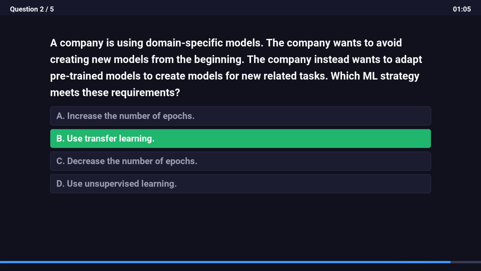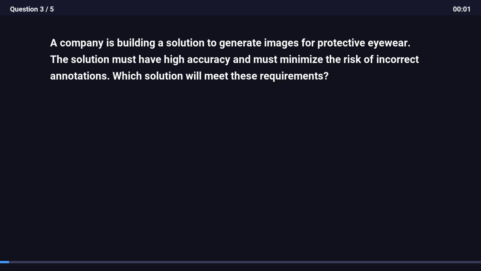Unsupervised learning is a type of ML approach, not a strategy for adapting existing models. A company is building a solution to generate images for protective eyewear. The solution must have high accuracy and must minimize the risk of incorrect annotations. Which solution will meet these requirements?